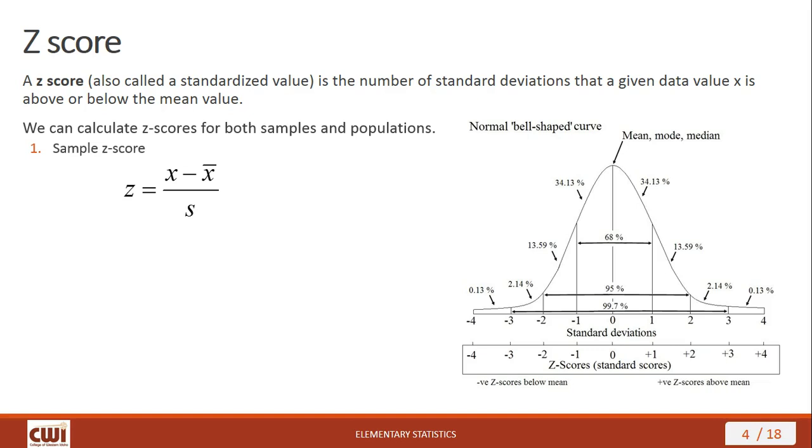So the sample Z-score will be calculated by, so x is the data value of interest. We're going to subtract from it the mean value x bar and divide it by the sample standard deviation. This converts it into a Z-score, which is the number of standard deviations that data value is above or below the mean value. Population Z-scores are calculated in a similar fashion. We just simply exchange sample statistics for population parameters. So we're going to take the population mean, subtract it from the data value, and then divide by the population standard deviation.